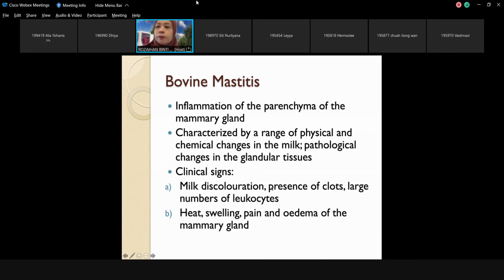Yeah, okay. Right, so bovine mastitis, of course, is actually inflammation. It's simple as that. Even though it's a simple definition, it's a very complex disease in terms of controlling, putting all these preventive measures, control measures, etc. It's very, very hard to control the incidence of mastitis.